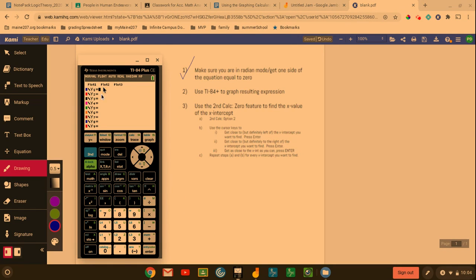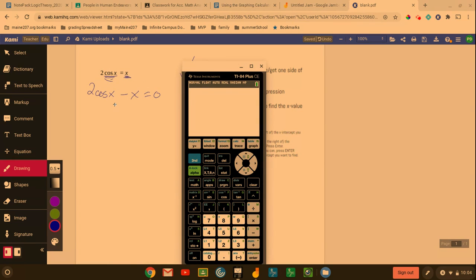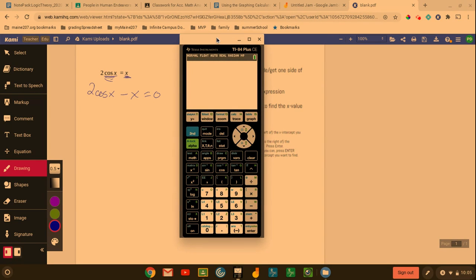And step one is to get one side of the equation by itself. So I had done that here by subtracting x from both sides. I could have also gotten the other side to equal 0 if I wanted to. I just was more comfortable subtracting x. Step two is, because I'm dealing with trig, make sure my calculator is in radian mode, because that's how we do math. So I'll click on the mode button here, and I will see that I'm in radian mode, but if I wasn't, I would use these cursor keys to highlight it and change that.